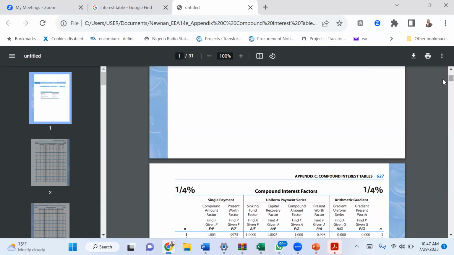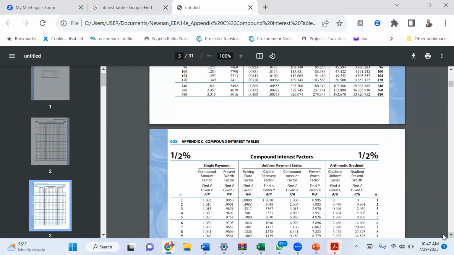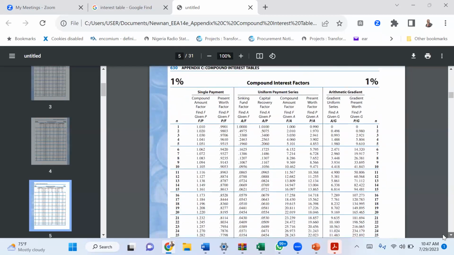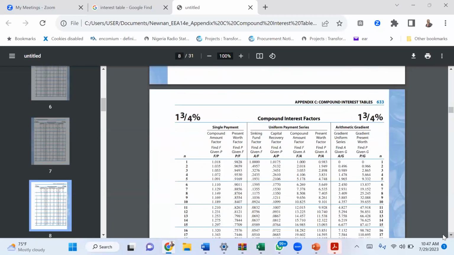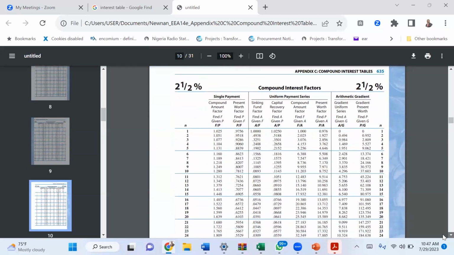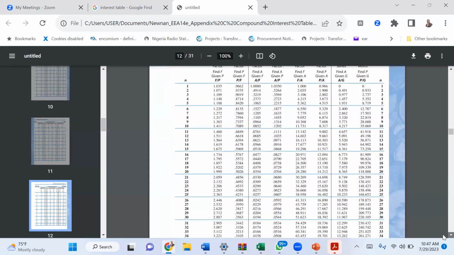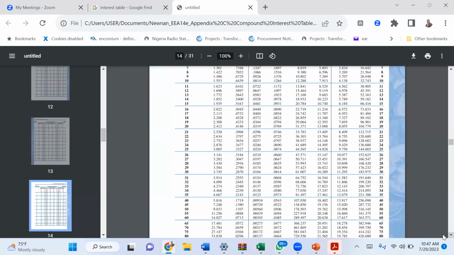What changes is the interest. This one is 0.5% interest. This one is 0.75% interest. This one is 1% interest. The next one is 1.25, then 1.5, then 2%, 3%, 3.5, 4%, 5%. So it's the same one sheet of paper, but it varies based on the interest.